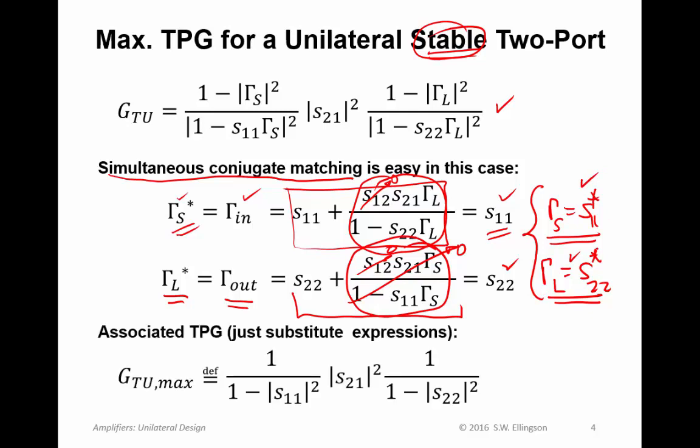Now, if we substitute these expressions to figure out what the maximum TPG is, then we get this very simple expression for the result. This is, once again, the transducer power gain for a unilateral two-port, which has been maximized by simultaneous conjugate matching. We get simply that it is the intrinsic forward gain, and then a factor which depends only on S11, and a factor that depends only on S22.